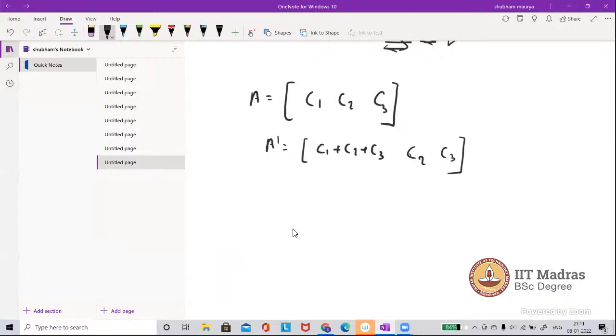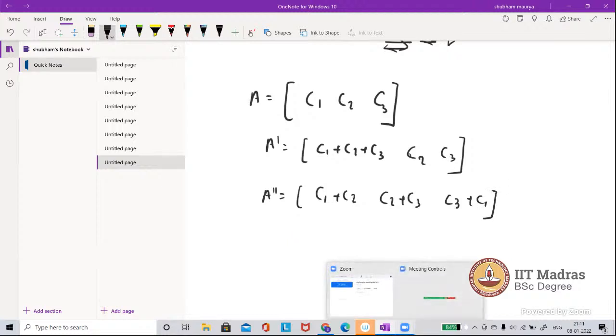But if it is the case like we have C1, the first place would be C1 plus C2. Second place would be C2 plus C3. And the third place would be C3 plus C1. That is what you are asking, right? Yes. Okay, take one example. Take the matrix 1, 1, 0, 1.